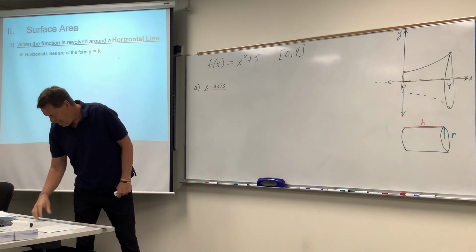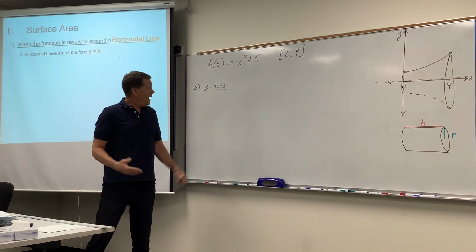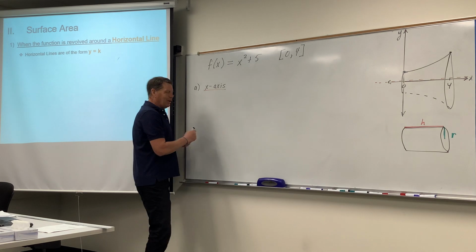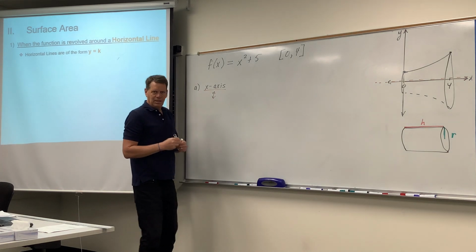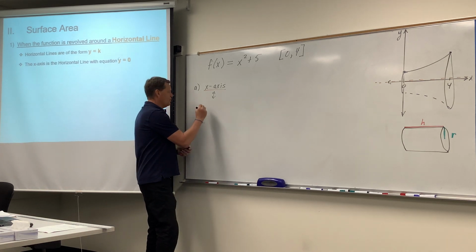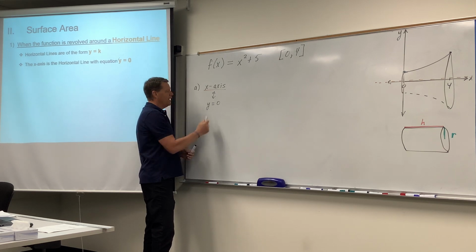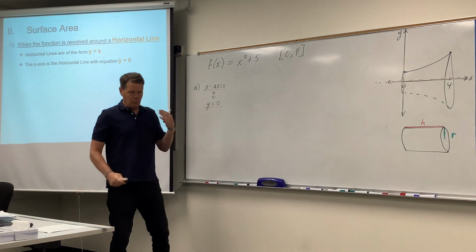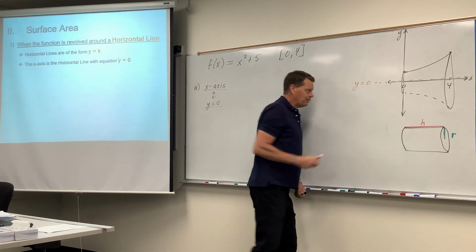Well, first of all, I want to remind you horizontal lines are always of the form y equals a number. And in this particular question, here we go again. Hello, my name is x-axis, but my friends call me y equals 0. So just keep in mind that the specific equation for the x-axis would be y equals 0. Okay, so let's go ahead and put this over here, y equals 0.